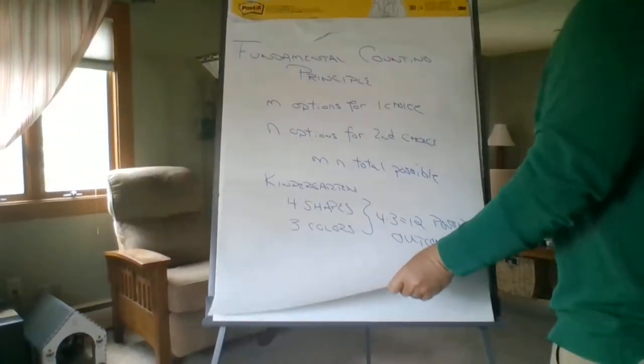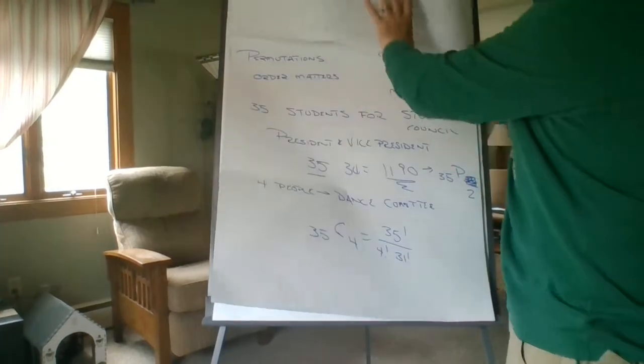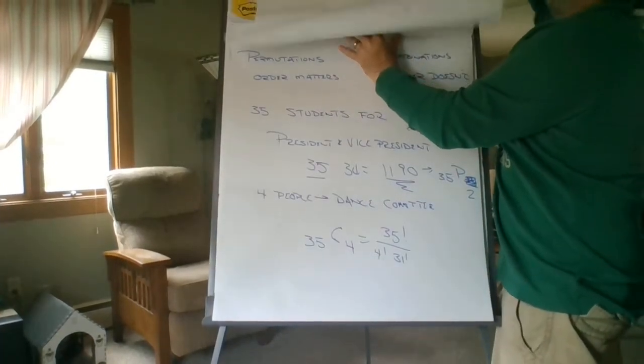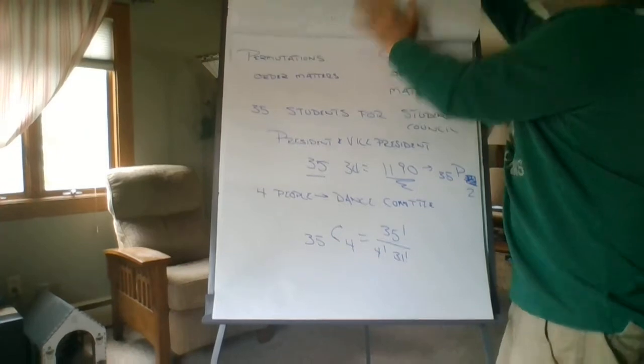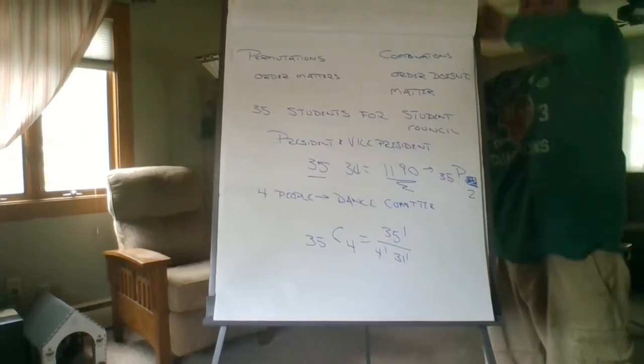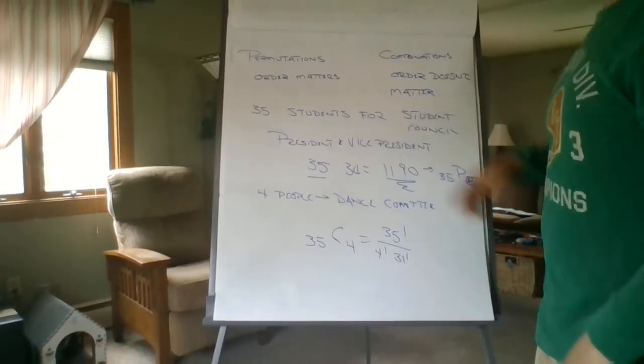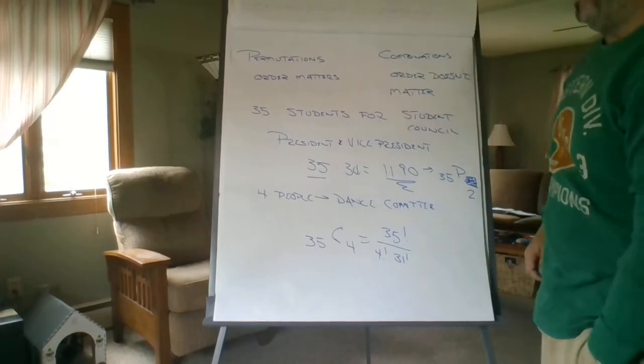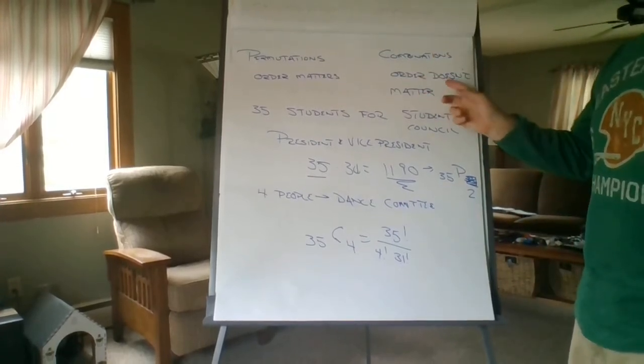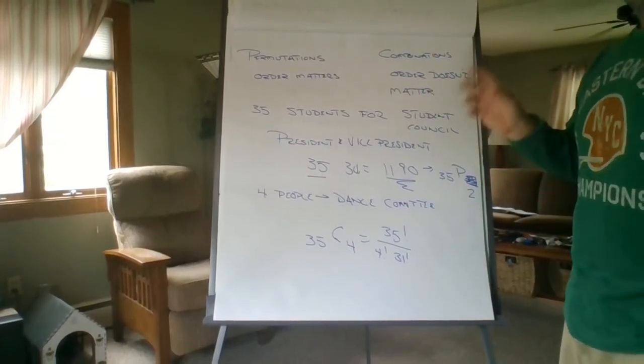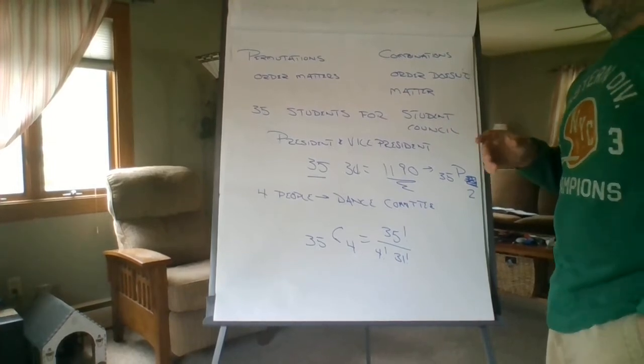Now, the next thing in this unit that you need to be able to do is permutations and combinations. Permutations are a situation where order matters. Combinations are where order doesn't matter. That's the major difference. So you've got to make sure you read through that when you do word problems.